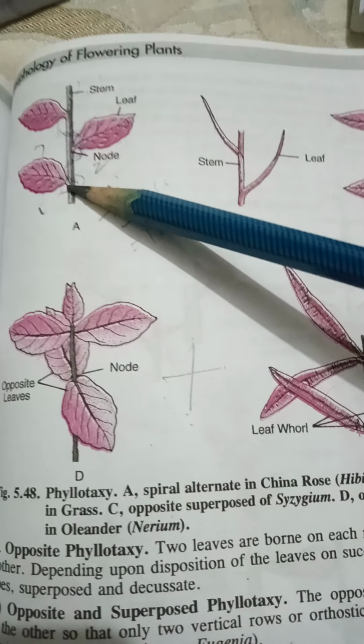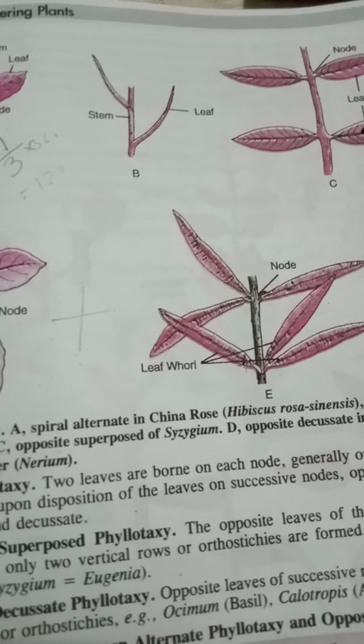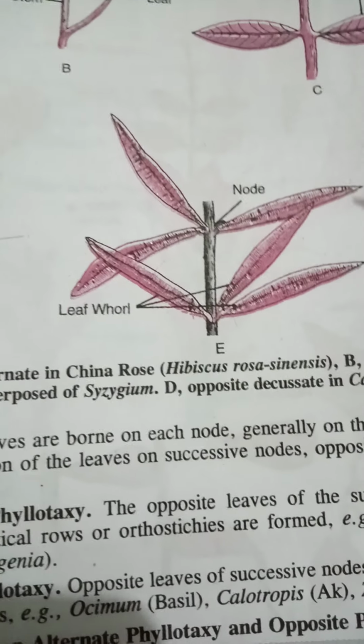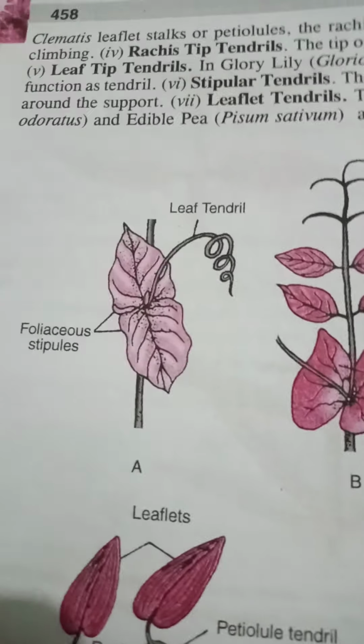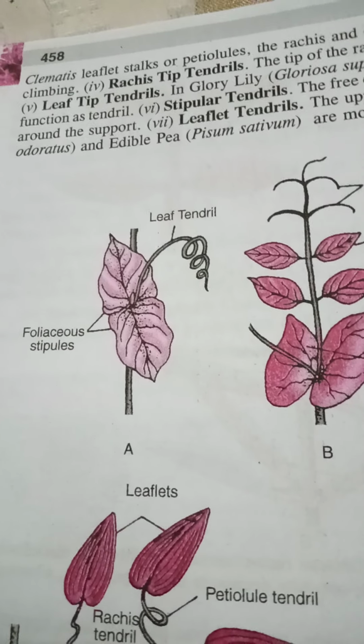So we have got 3 different types of phyllotaxy: the alternate type, the opposite type, opposite superposed, opposite decussate, and the alternate whole type of phyllotaxy. Okay. Next we come to the second part of today's class topic, that is the modifications of leaf.